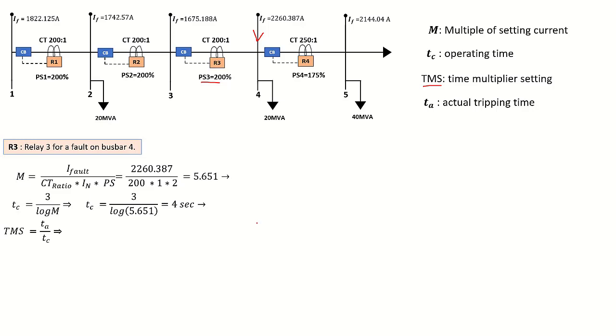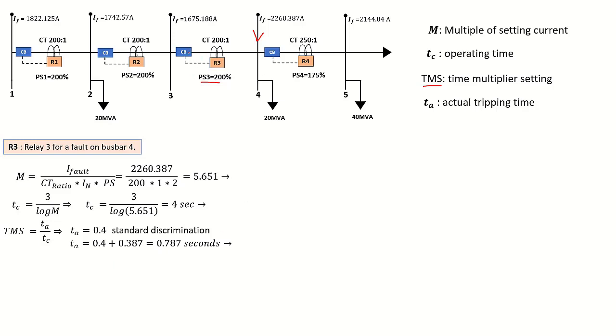Now TMS is given by TA divided by TC. We already know TC, but we don't know TA. But we know that for every relay, there is a 0.4 second standard discrimination for the grading margin that is added to the relay. But because there was a previous TA that we calculated for a fault on busbar 4, that is now 0.387 second, we need to add that 0.387 second to the 0.4 standard discrimination. So we then get a TA of 0.787.